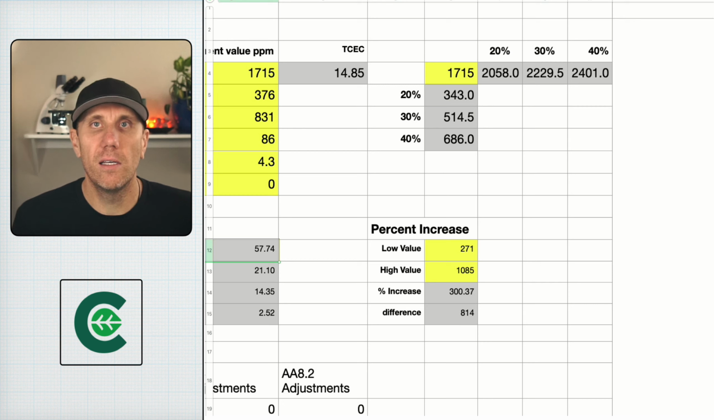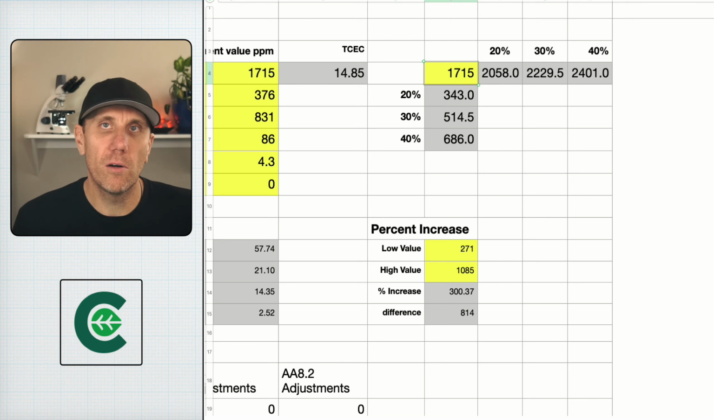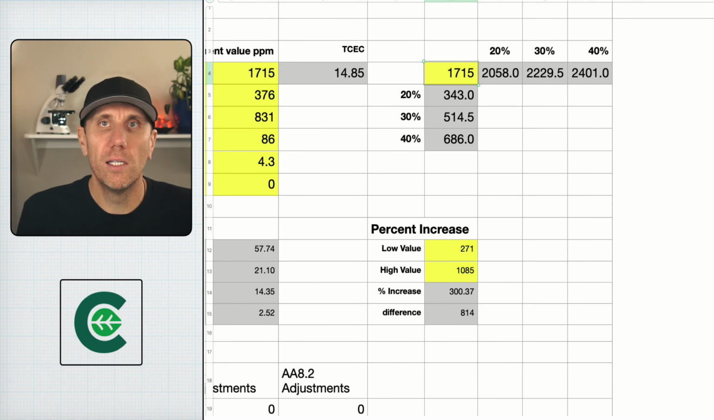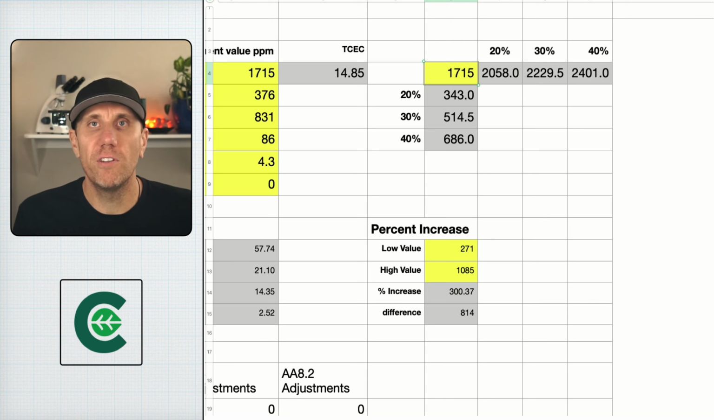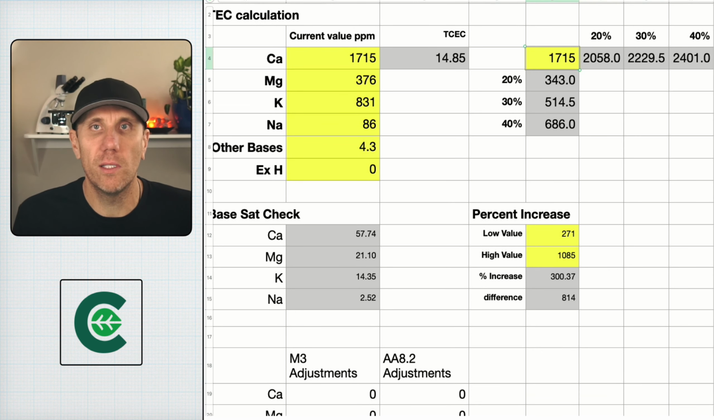This little guy here is a tool that helps me forecast a percentage increase. So 1715 is our calcium value. If I want to increase that by 20, 30, or 40%, that's what the value would be going across the top. Coming down below the number is the amount that number would be increased. So to get to 2058 from 1715, that's a 343 parts per million increase. So this just helps me be quick on the math and go to where I need to go with the various tools. We're not going to necessarily use that today, but that's what that is.